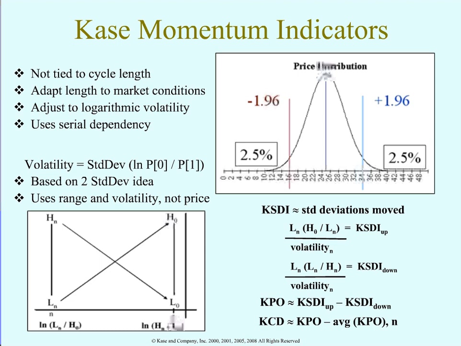So the Kase PeakOscillator is basically a simple oscillator of those two numbers. It's KSDI up minus the KSDI down, and then the KaseCD is the first derivative of that. ln is just typed where it's just logarithm. So that's just written a little weird. KaseCD is the peak oscillator minus its own average. And so it's pretty simple. It's just the first derivative of that.